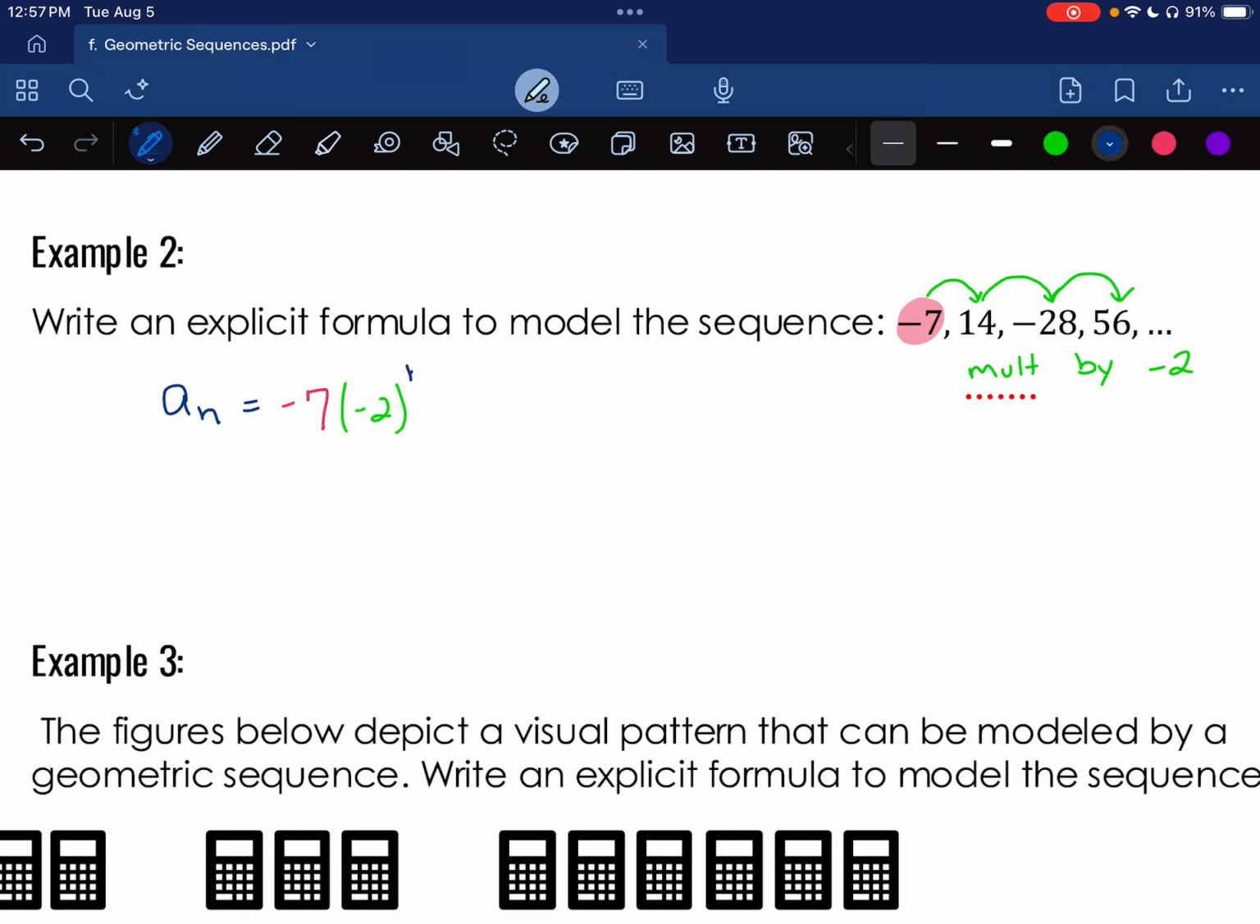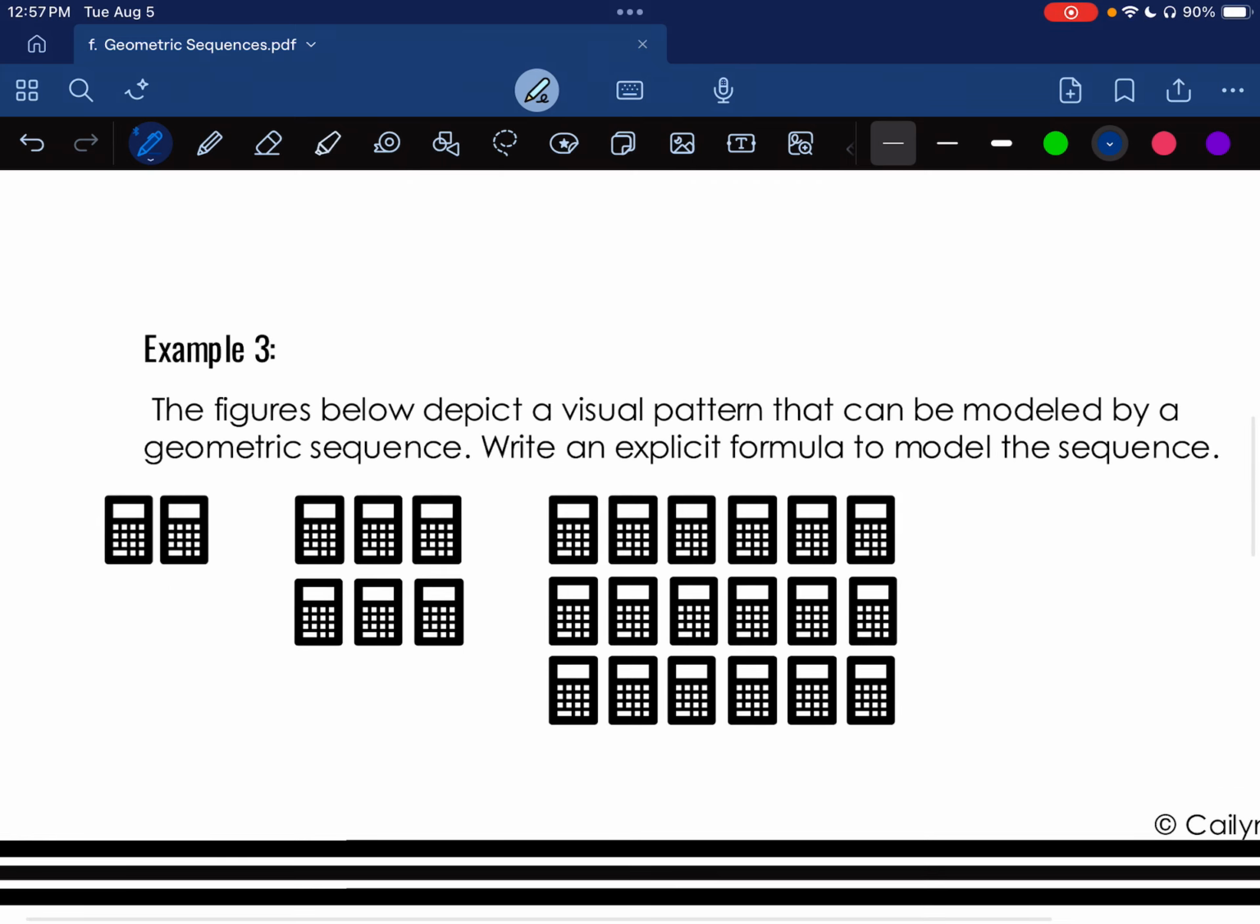All right, so the figures below here depict a visual pattern that can be modeled by a geometric sequence. Write an explicit formula to model the sequence. So we're talking about calculators, obviously. It's a great thing to talk about. So we need to know how many are in each figure. So we've got 2, then we've got 6, and then we have 18.